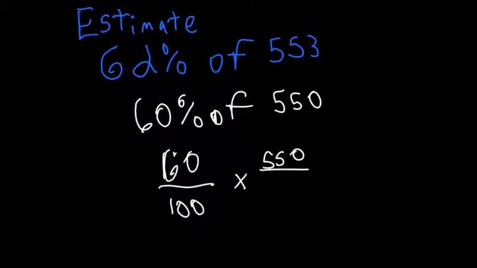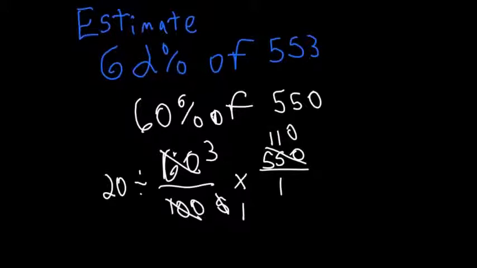I'm going to reduce that 60 over 100. So I can divide both of those by 20. 60 divided by 20 is 3, and 100 divided by 20 is 5. Now I can reduce this further by cross-reducing the 5 and the 550. 5 goes into 5 once. 5 goes into 550 110 times. So now all I have to do is multiply 3 times 110, which is 330, and 1 times 1 is 1. So my final answer, 62% of 553, is about 330.